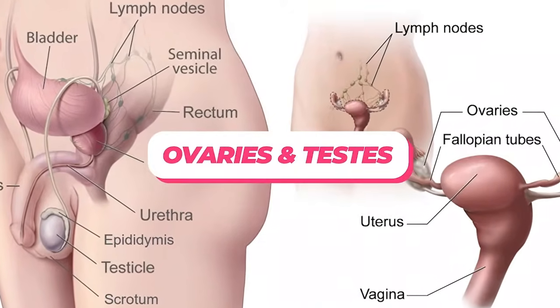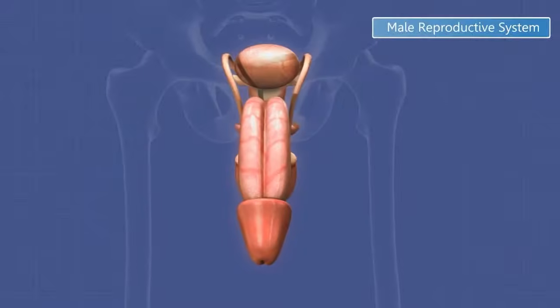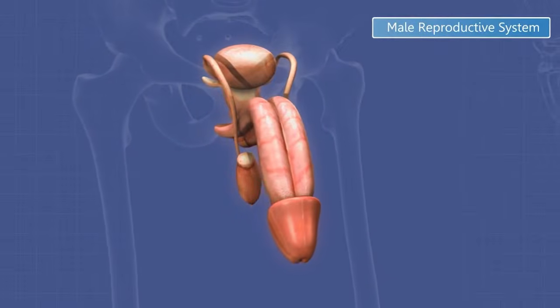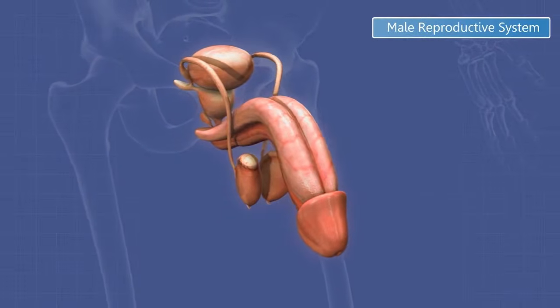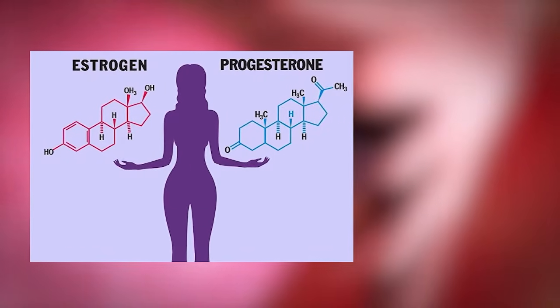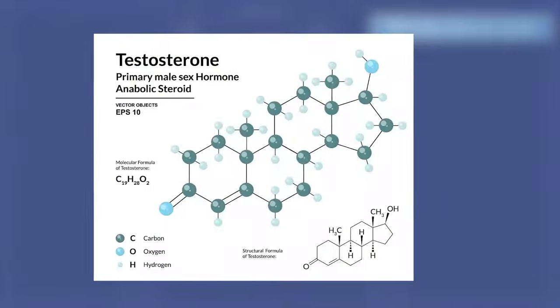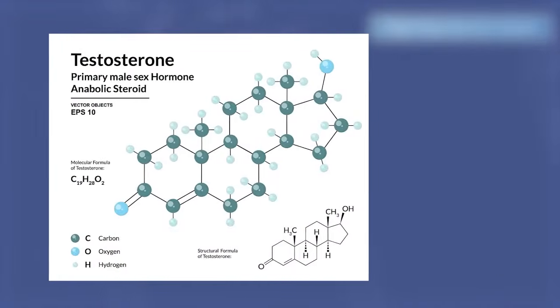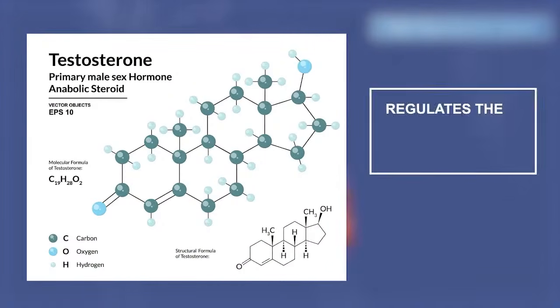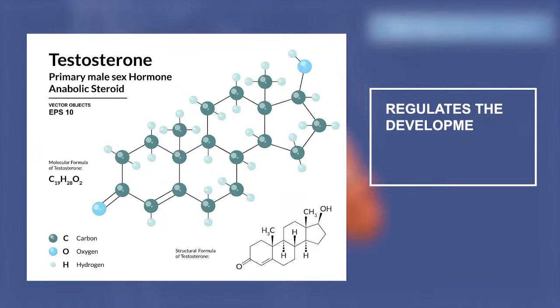Ovaries and testes. The ovaries and testes are the primary reproductive organs and produce hormones that regulate the body's reproductive functions. In females, the ovaries produce estrogen and progesterone, which regulate the menstrual cycle and pregnancy. In males, the testes produce testosterone, which regulates the development of male secondary sexual characteristics and sperm production.